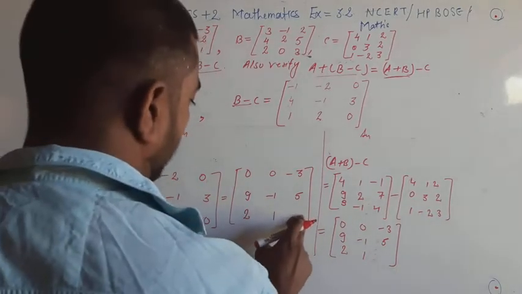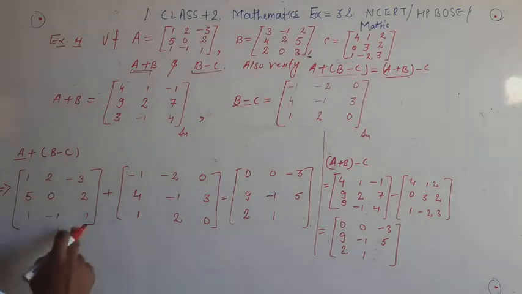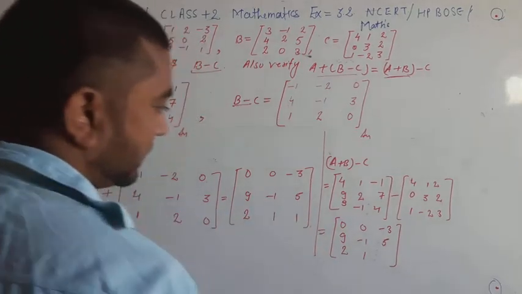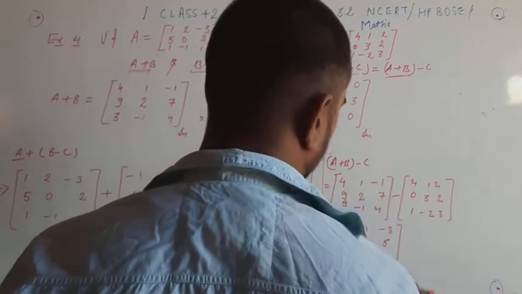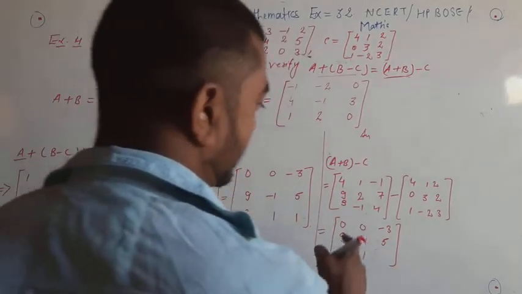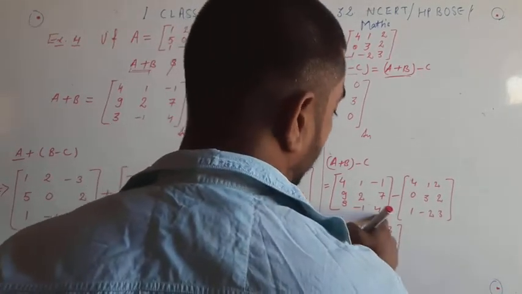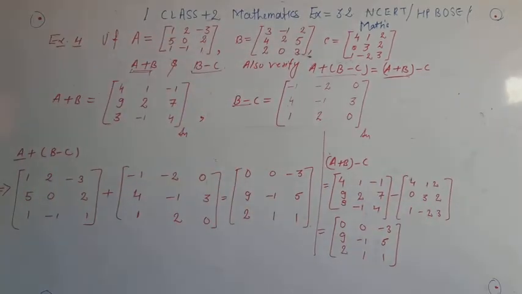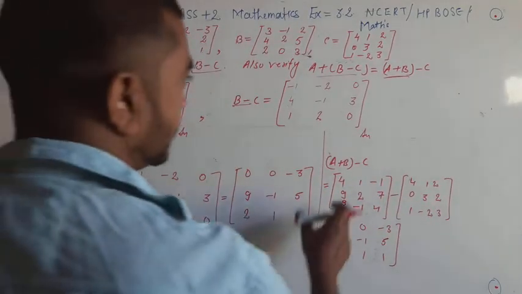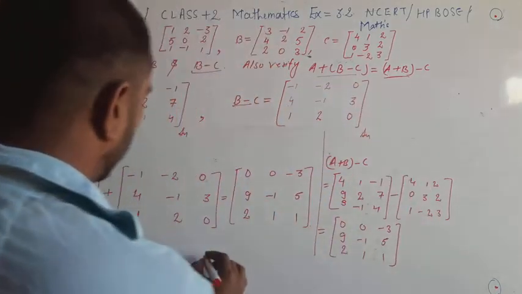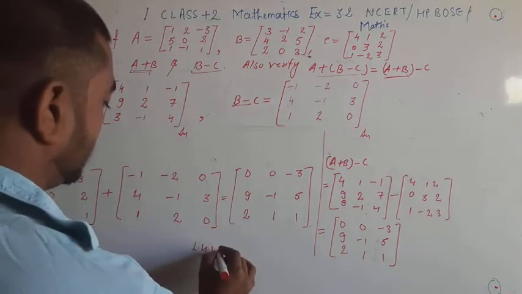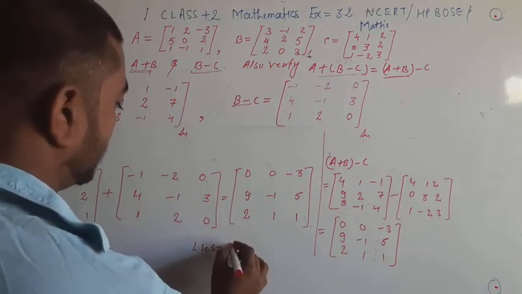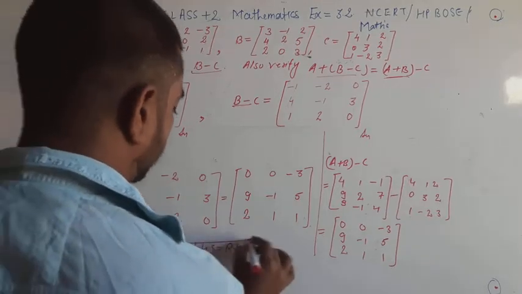The result will be here. There is some mistake. 1 plus 0 is equal to 1. So 3 minus 3... It's 4 minus 3. Corresponding element, 4 minus 3 will come out 1. So here you see that left hand side will be equal to right hand side.